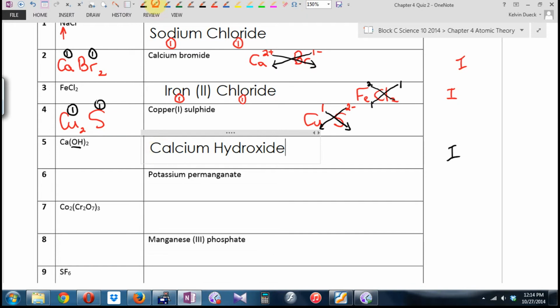Again, 1 mark for the calcium, 1 mark for the hydroxide. Is calcium multivalent? Do I need Roman numerals? Oh, whew. I should have checked that, though, before I started writing.